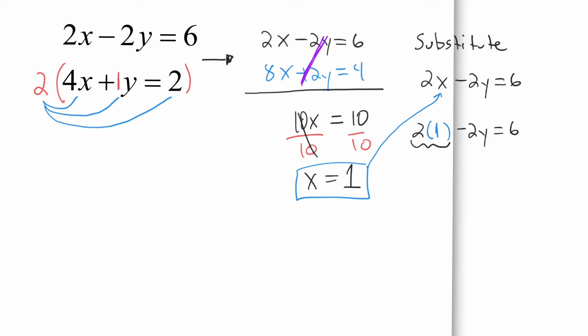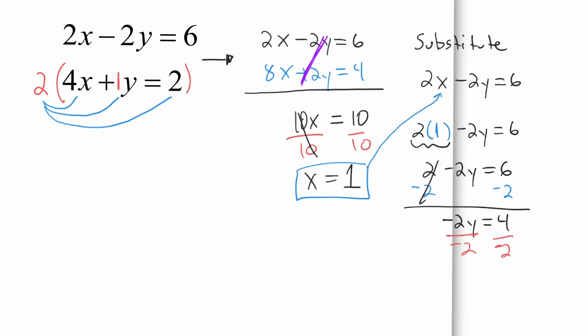You solve for y, so you multiply 2 times 1, that's 2. And then you subtract 2 from both sides. Remember, we're solving for y, so the 2 minus 2 cancel. We have a negative 2y equals 6 minus 2, which is positive 4. You divide by negative 2. And the y value is negative 2.